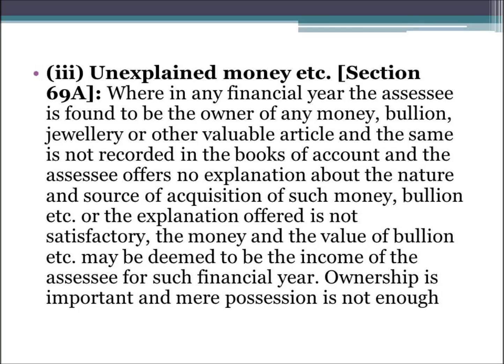Where in any financial year the assessee is found to be the owner of any money, bullion, jewelry, or other valuable article, and the same is not recorded in the books of account, and the assessee offers no explanation about the nature and source of acquisition of such money, bullion, etc., or the explanation offered is not satisfactory, the money and the value of bullion, etc., may be deemed to be the income of the assessee for such financial year.